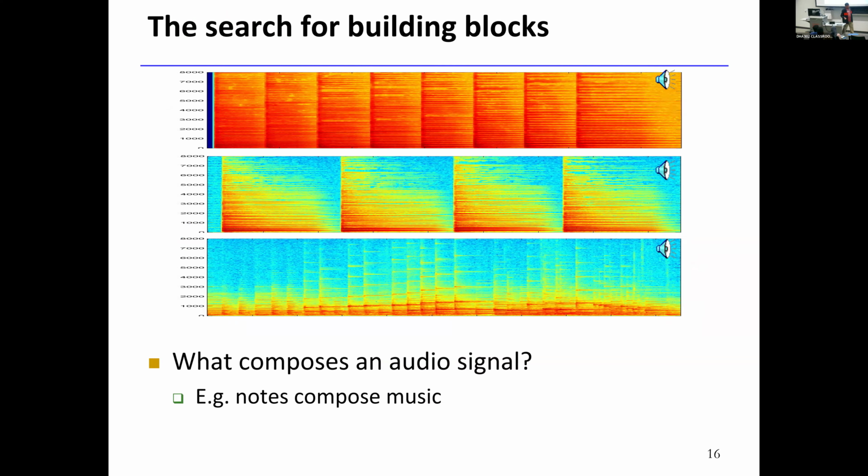Here are a bunch of notes. Here are a bunch of chords from the same notes, right? And here, a more complex piece of music.